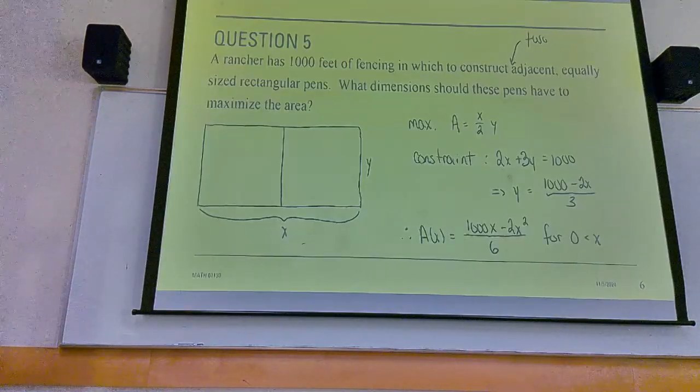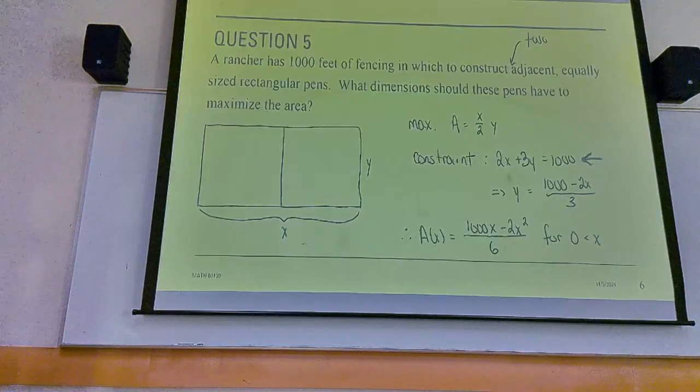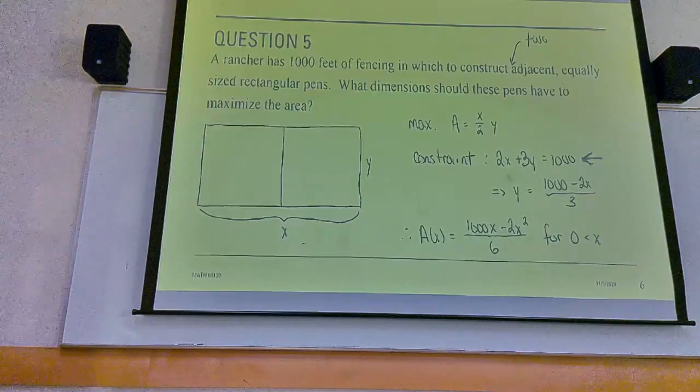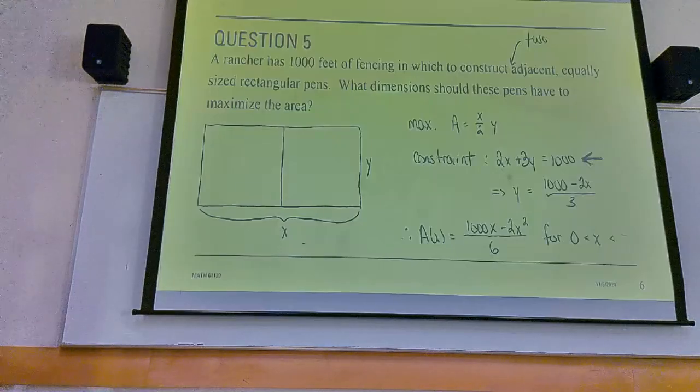X less than 500. How'd you get 500? Because it's 2x, so 1,000 divided by 2. Smallest y can be is 0. Actually, it can't really be 0. But the lower bound for y is 0, which means the upper bound for x would have to be half a thousand. It can't equal 500, right? Because then you would no longer have pens, you'd have a line.